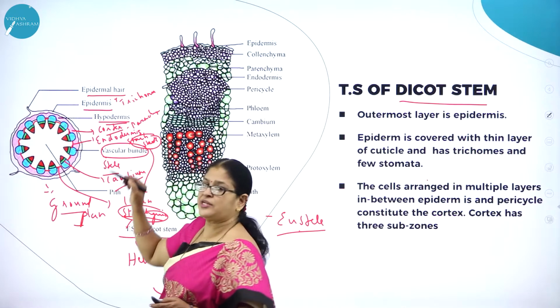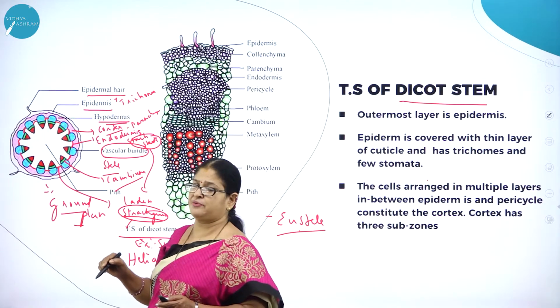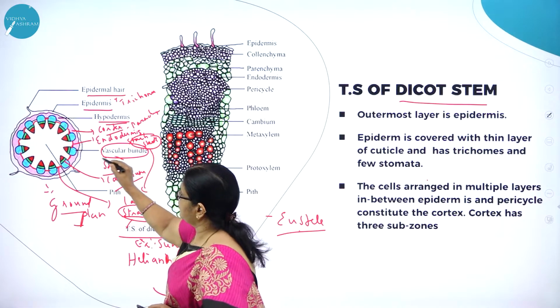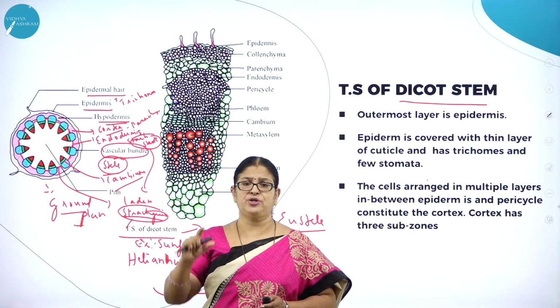Hence, the endodermis is also called as starch sheath. Just below the endodermis is the vascular bundle, where we use the word called stele. And the vascular bundles here are conjoined together.